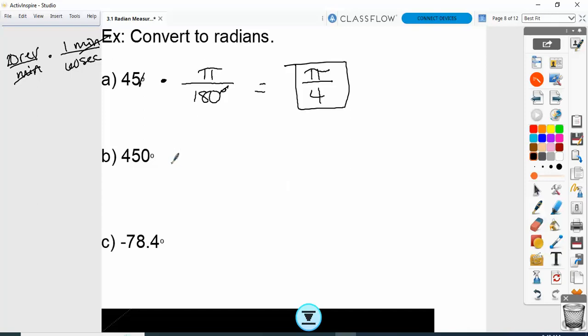So 450 degrees, how do we change that into radians? Always 180, because pi radians is equal to 180 degrees. Right. So we have basically 450 over 180, and then we'll just tack the pi back onto our answer. And what's that give us? 5 pi over 2? That's good.